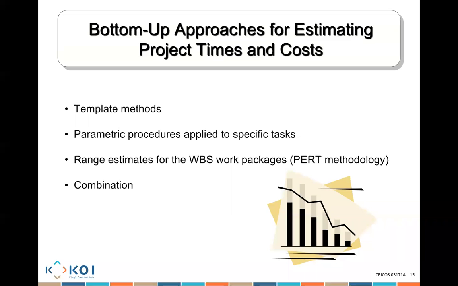You can create a range of estimates. This is what we call the PERT method. You know, optimistic estimation, pessimistic estimation, most likely estimation, and we use a formula to decide how much something is actually going to take and cost me. There's also a combination. I might be using, for example, some of these methods together. I might be using the bottom-up and top-down approach together, just to name a few.